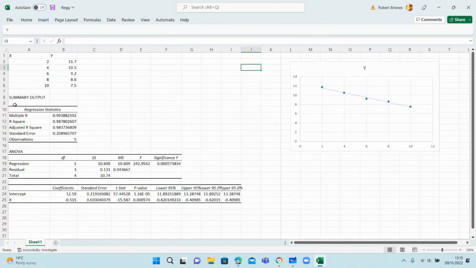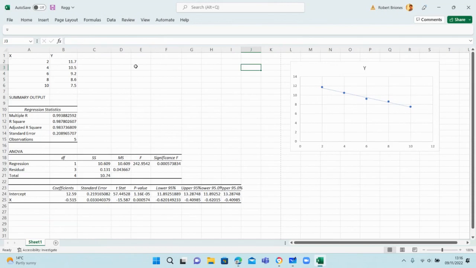The summary output has actually three parts. The first part is the regression statistics, the second part is the ANOVA part, or the analysis of variance part, okay? And the last part gives us an indication of how the regression model looks like by specifying the coefficients in the linear regression model. So we're now ready to discuss each of the parts.